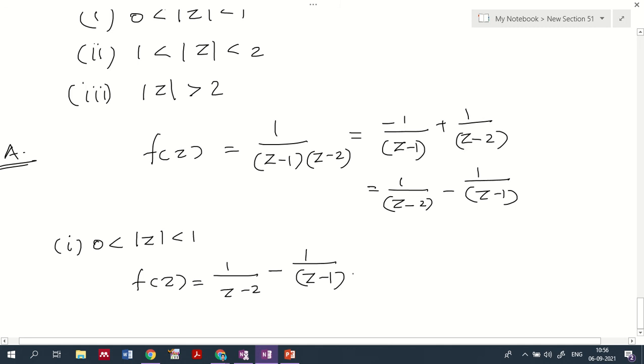When you consider the region 0 less than mod z less than 1, the possible values of z to consider are z equal to 2 and z equal to 1. Z equal to 2 is outside that region. So when evaluating, you have to take the minus 2 outside, that is minus 2 into 1 minus z by 2. This is how you have to take the representation here.